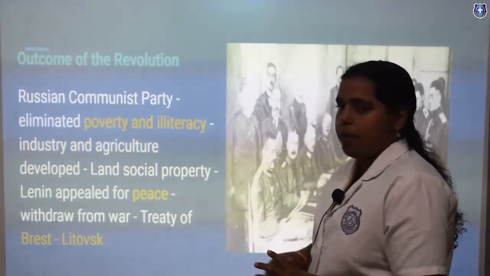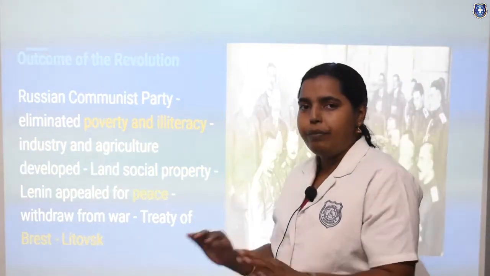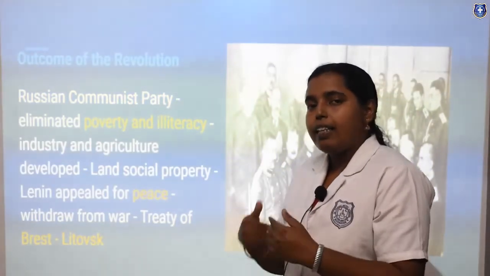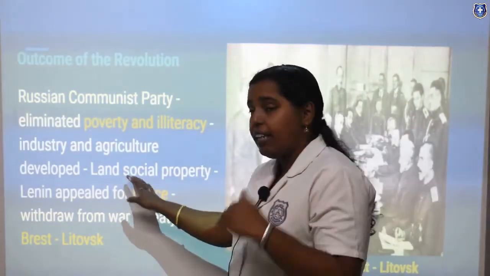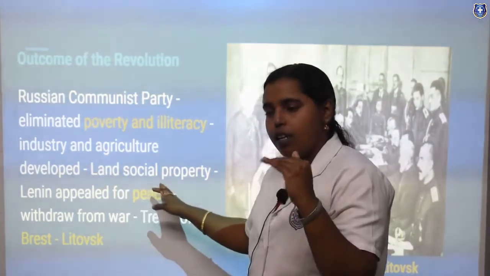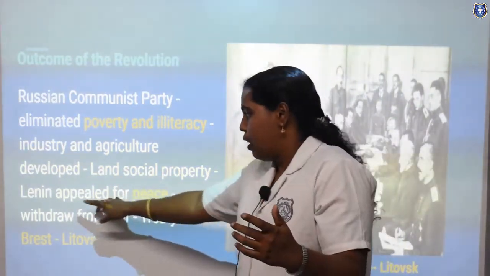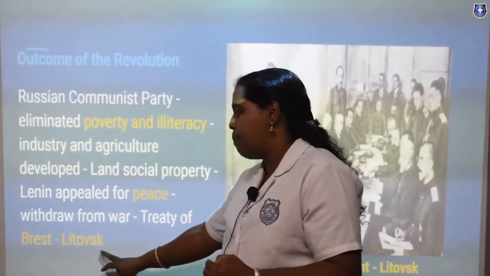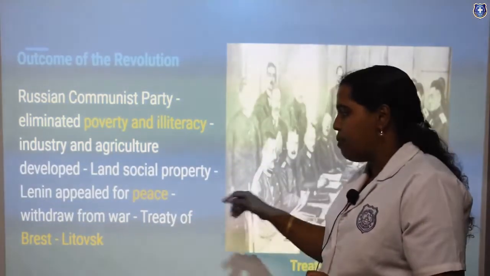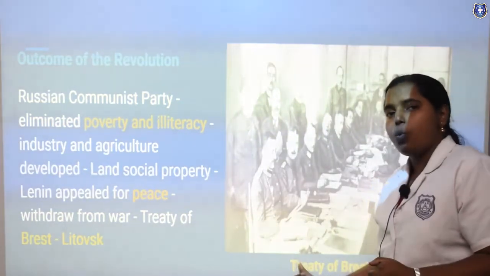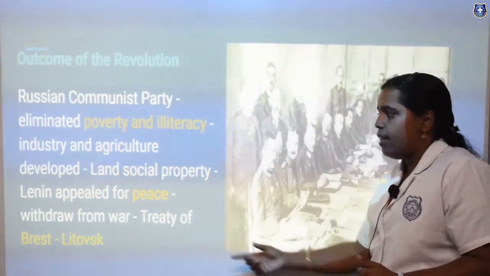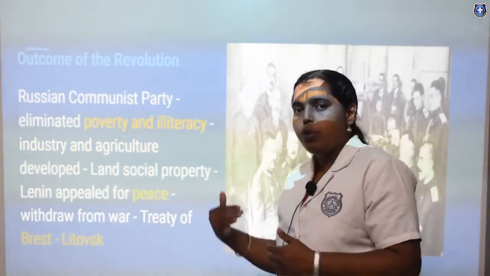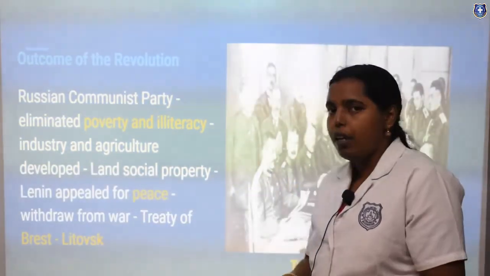Land was a social property for everyone, so that all the laborers can work freely and gain from that land, freely in the sense of with proper income. Okay. Then Lenin appealed for peace, withdrawal from war, the Treaty of Brest-Litovsk. To withdraw from this war, the treaty was signed, and Lenin was aiming for the peace of the country. So he was trying to make Russia withdraw from the war.